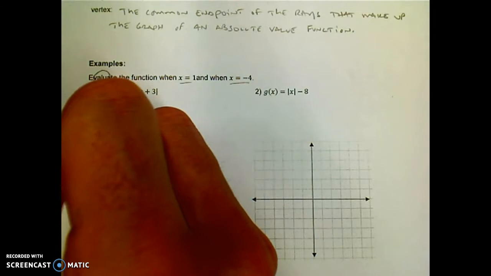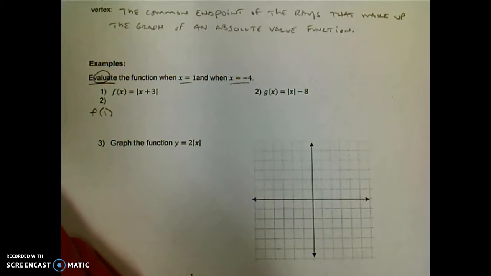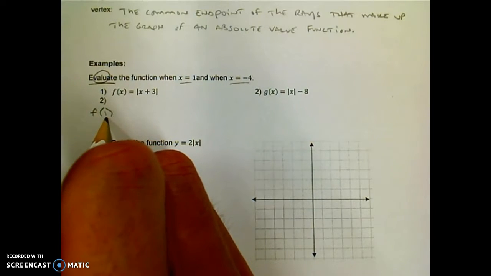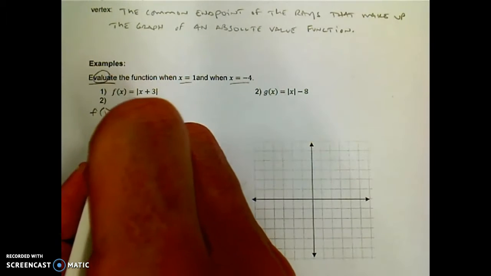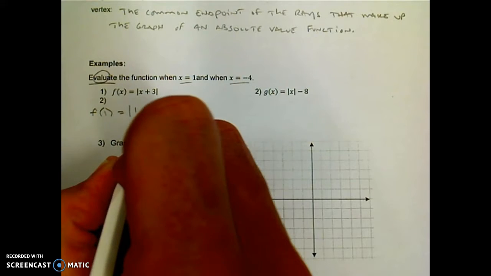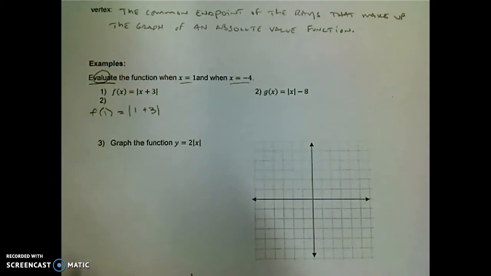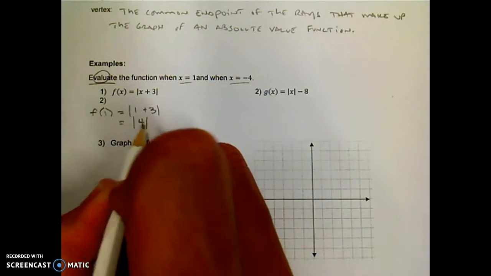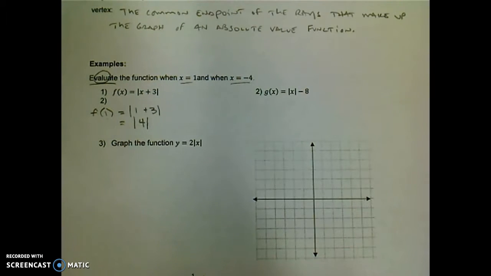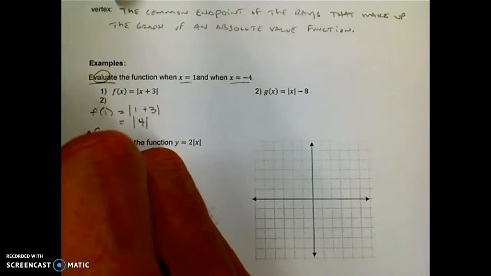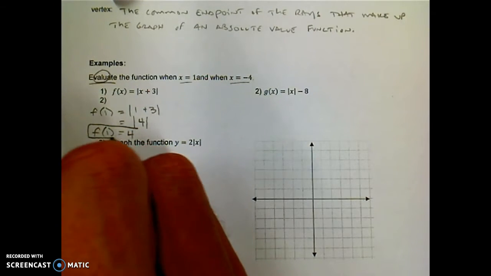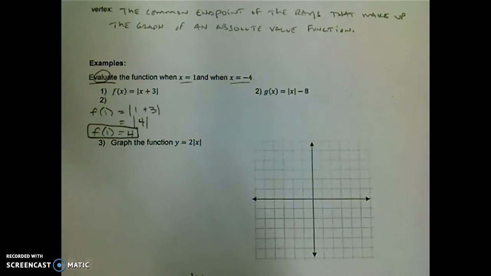So once we were able to do that, talking about function notation, f of x equals absolute value of x plus 3. When we substitute in 1, we say f of 1 equals absolute value of 1 plus 3. Most of my students then recognized that they needed to simplify inside the absolute value bars. So 1 plus 3 made 4, and the absolute value of 4 is 4. So f of 1 is equal to 4.